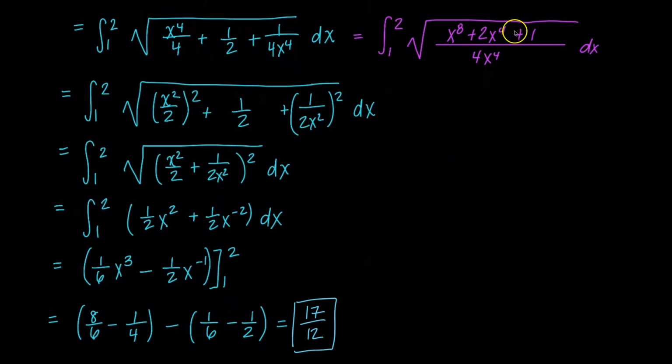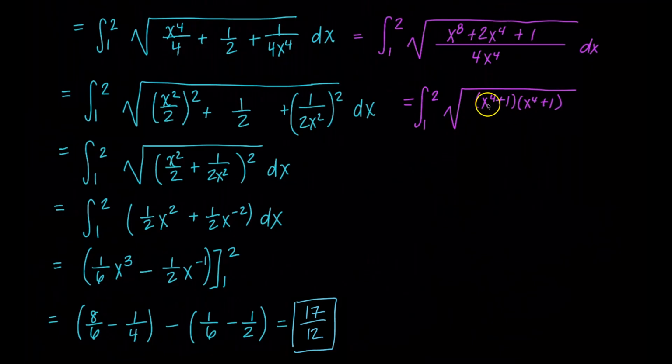And so this might be a little more recognizable as something that we can factor. It's in quadratic form. So here's how it's going to factor. I have the integral from 1 to 2, and then I'm going to have x to the 4th plus 1 times x to the 4th plus 1 is how the numerator is going to factor.